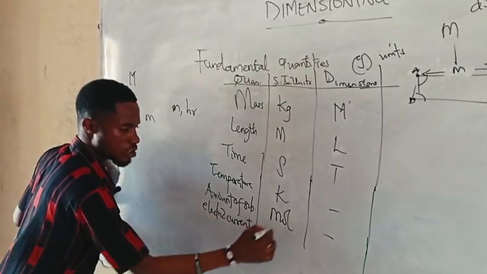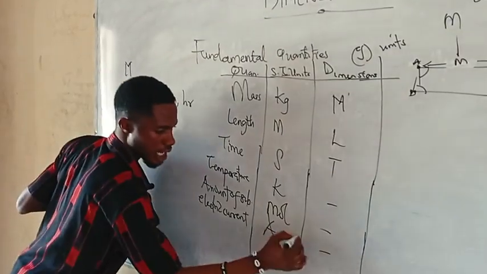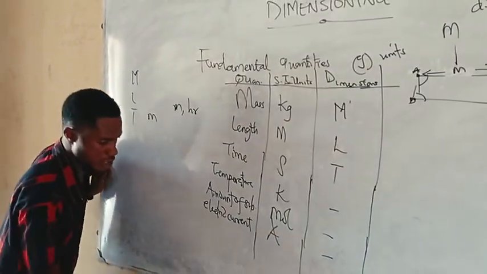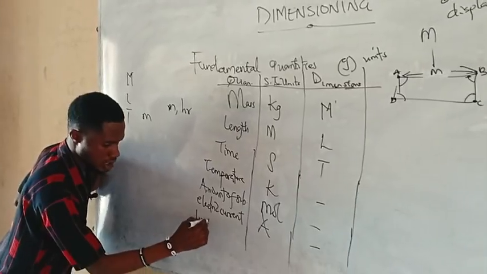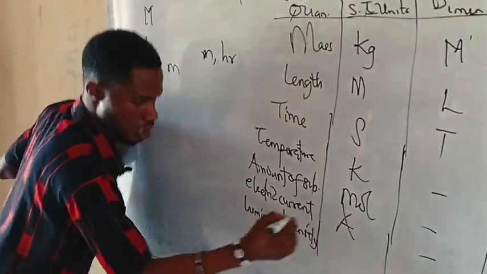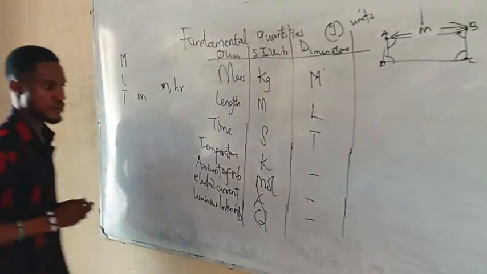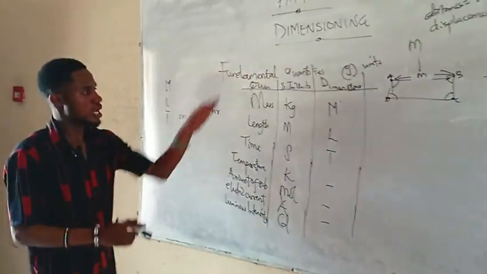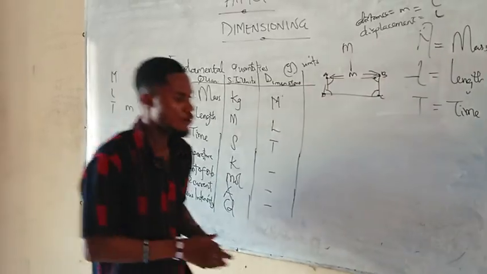Electric current is in what? Amperes, and dimension, null. We have the last one, which is luminous intensity, which is what? Candela, in cd. So these are your 7 fundamental quantities you need to hold for your exams.